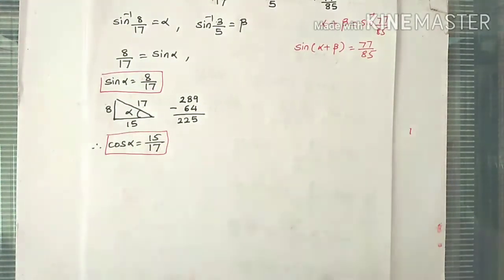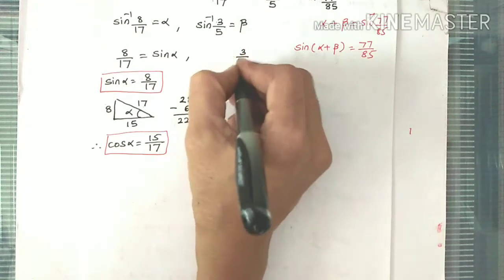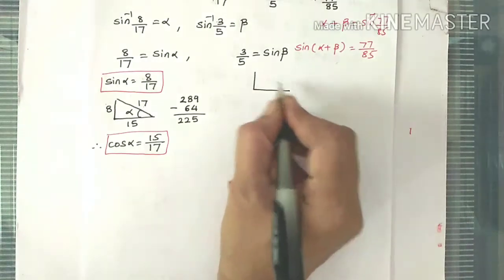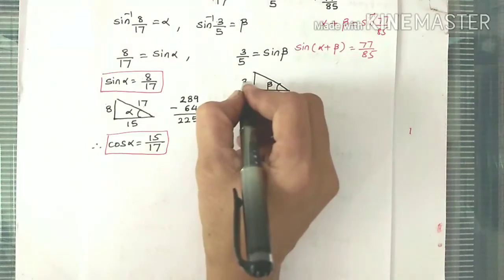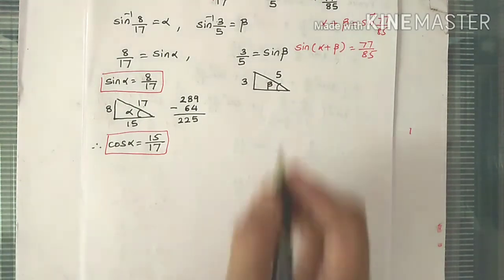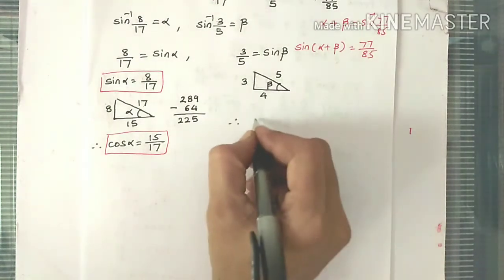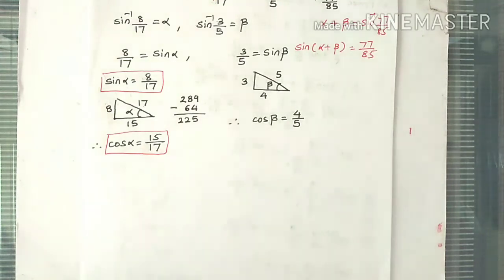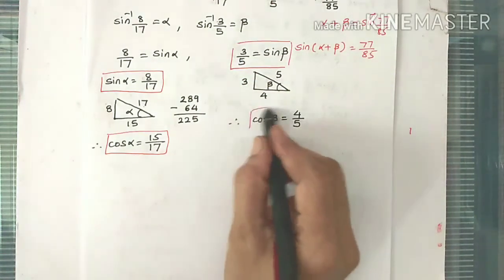Similarly, let's find the value of cos of beta. Now 3 by 5 is equal to sin of beta. So sin beta is 3 by 5. Let's represent it in a right angle triangle. If this is beta, then sin beta is 3 by 5. So the opposite side is 3, the hypotenuse is 5, and solving this, the remaining side is 4. Therefore cos of beta becomes 4 upon 5. So now we have the value of sin beta and the value of cos beta as well.